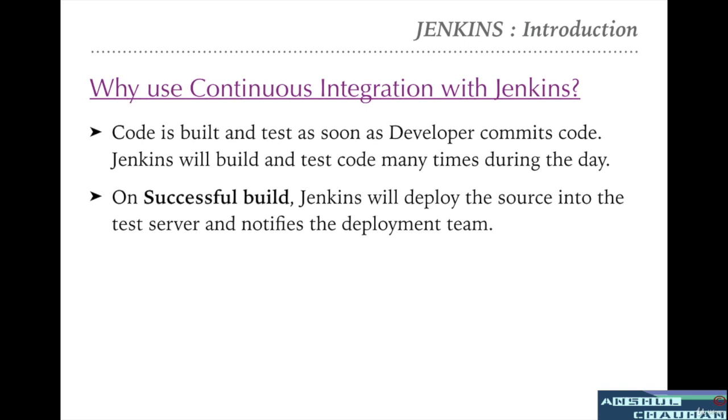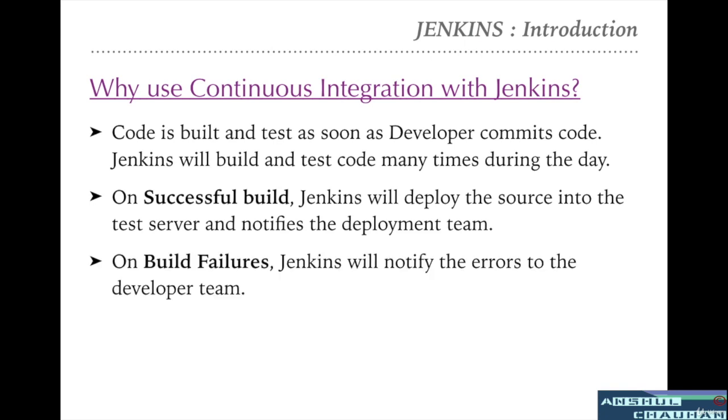In that case, Jenkins will deploy the source code into the test server, or the server which you have defined, and notify the development team that the build is green and they can consume that particular build. In any case, if some test fails or there is a compilation error, then Jenkins will mark the build as failed and it will notify the errors and the reason to the developers why the build is failing, so that the developer can easily backtrack the issue, resolve it, and again execute the Jenkins job to build the product.